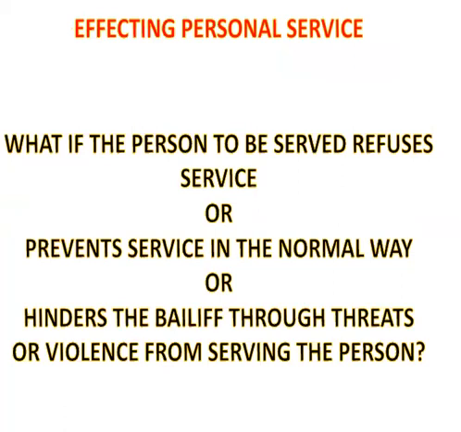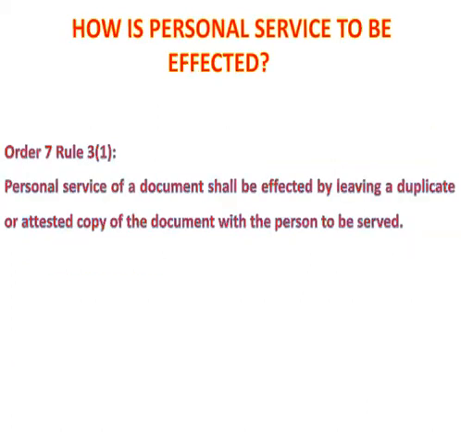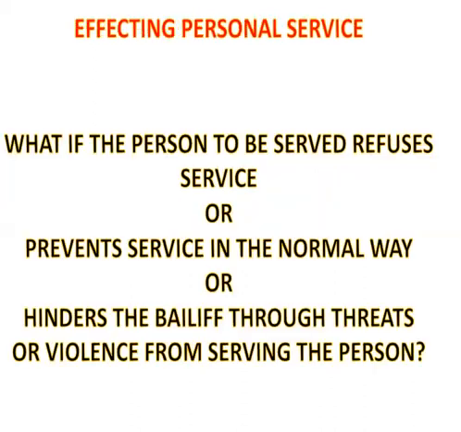What happens? Because we've been told under Order 7 Rule 3, Sub Rule 1 that service of a document shall be effected by leaving a duplicate or attested copy with the person who is supposed to be served. This is the case where the person is refusing service, preventing service in the normal way. What will happen? Can you throw the document on him and run away? What if you throw it on him and he doesn't look at it? Can you just leave the copy on his car and run away? And what will be the effects of that kind of service?